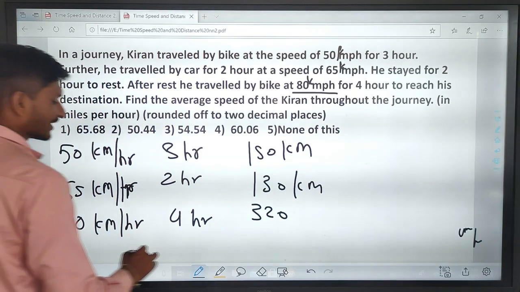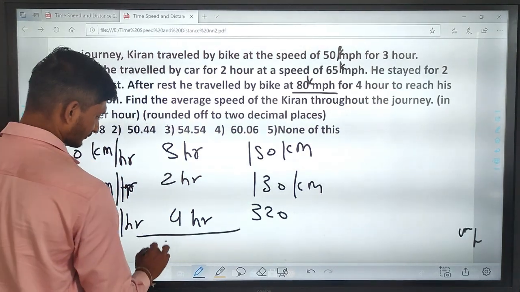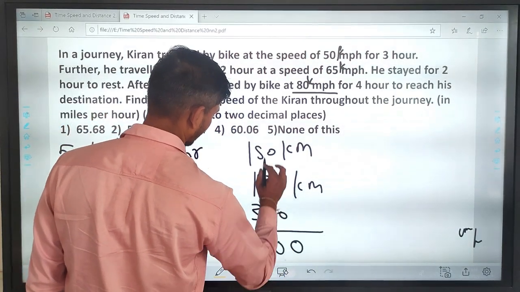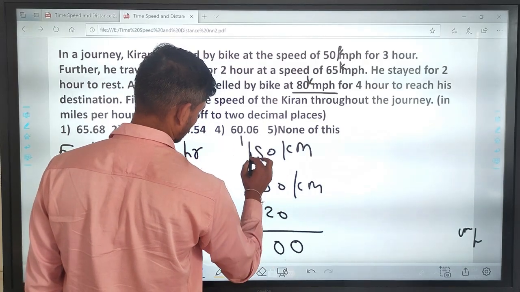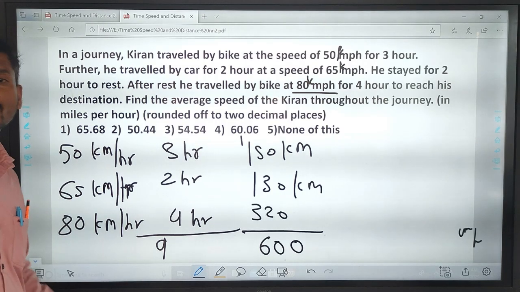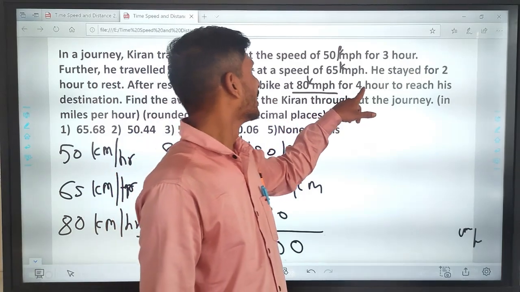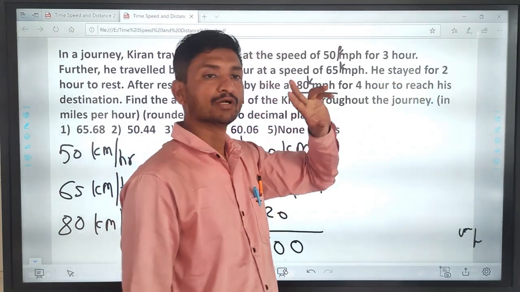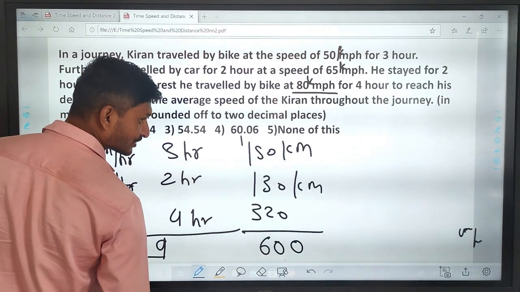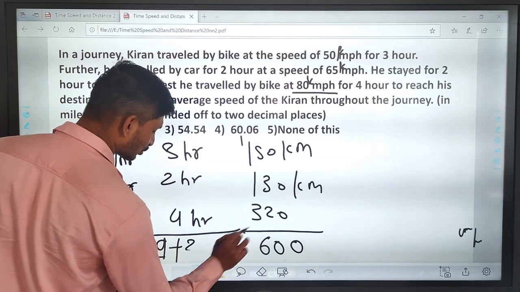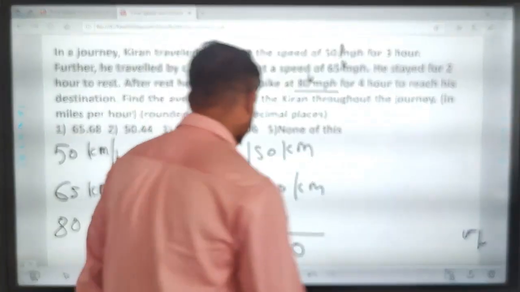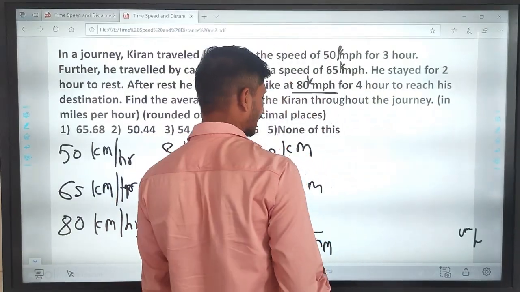Total traveling time is 9 hours and total distance is 600 km. His rest time is 2 hours. Then total time is 11 hours, and total distance is 600 km.